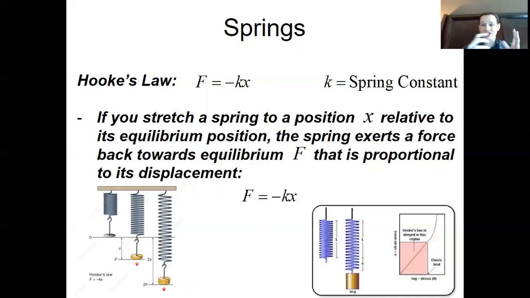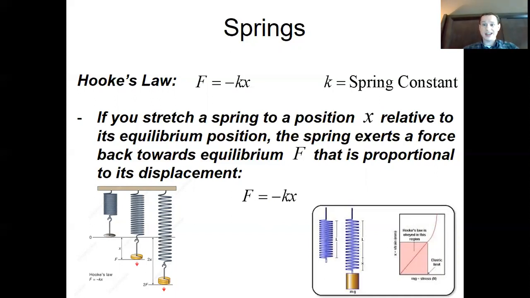So x is the distance it gets pulled or compressed. But what's pulling it? It's a force. So the force F in this equation is just saying, hey, if I apply a force F to the spring, it'll stretch a distance x. That's all it means. Or if I apply it the other way, I'll compress the spring a distance of x.